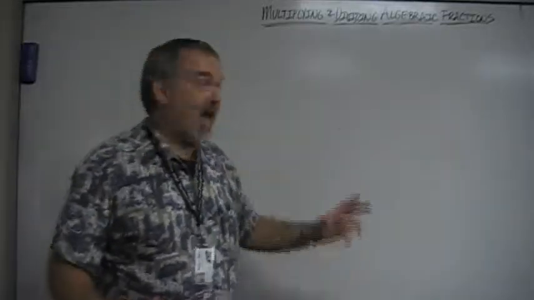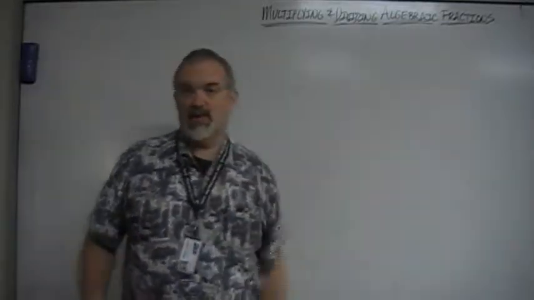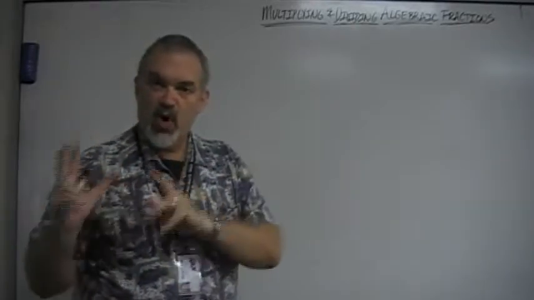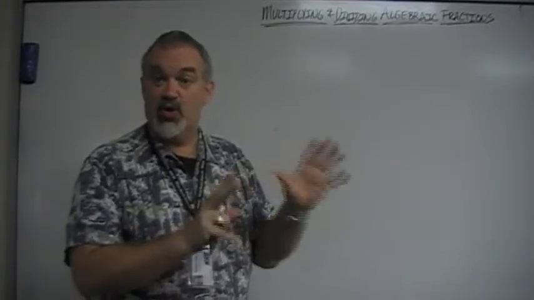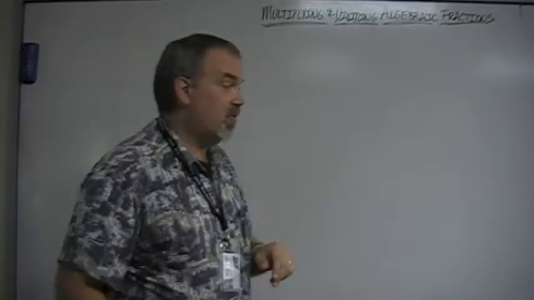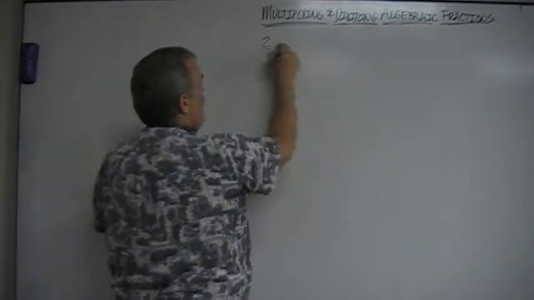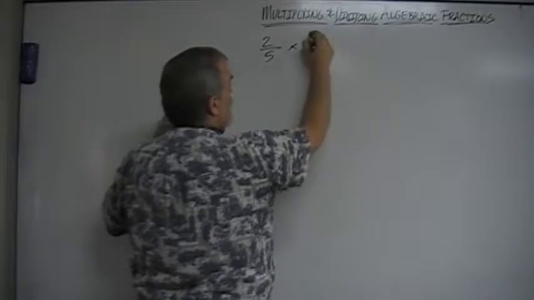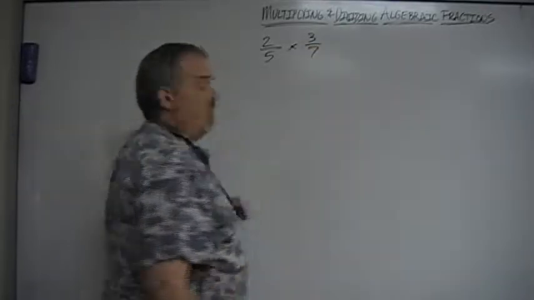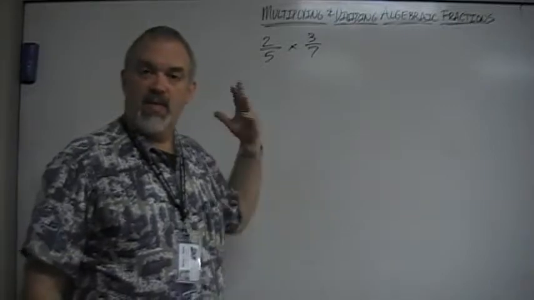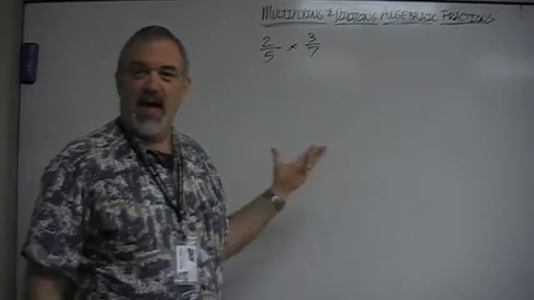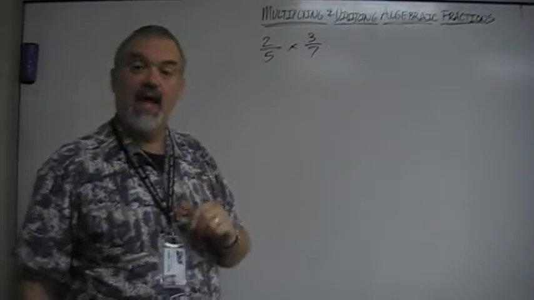All right, our topic today is multiplying and dividing algebraic fractions. We've talked about this before, but the only difference between a normal fraction and an algebraic fraction is that the algebraic fraction has pronumerals in it. So, for example, we might say something like 2 over 5 times 3 over 7. Those are normal fractions. The only thing that changes them is if we put a pronumeral on them and then they become algebraic fractions. But before we do that, let's review.